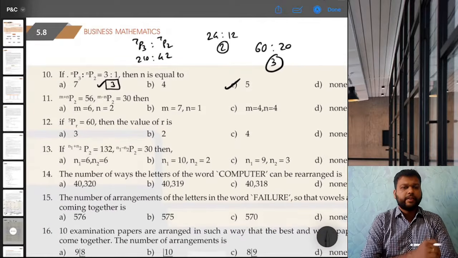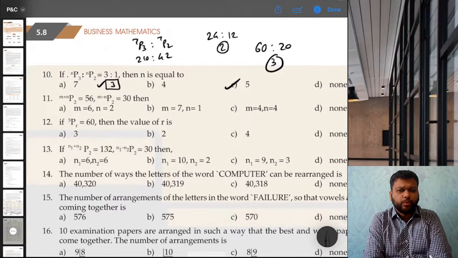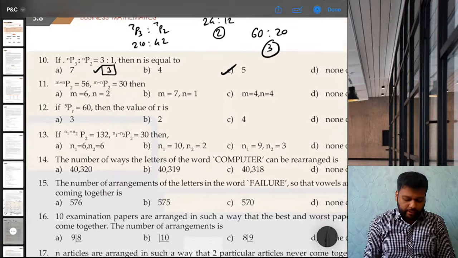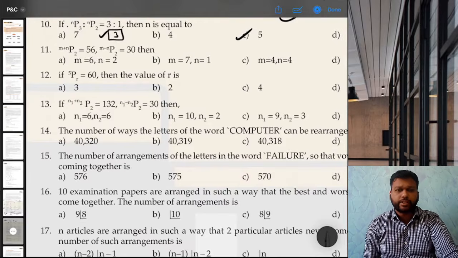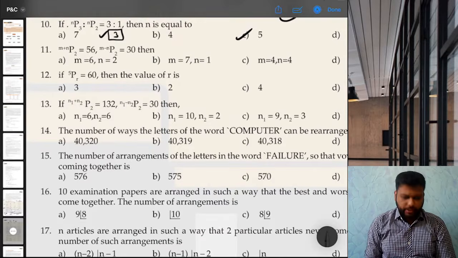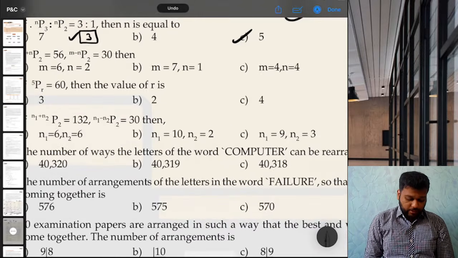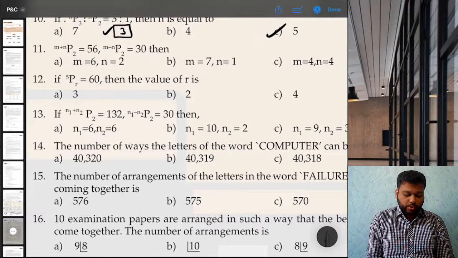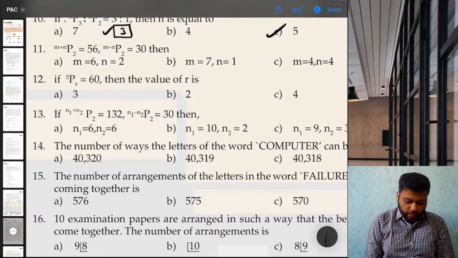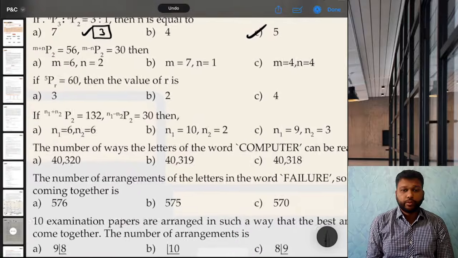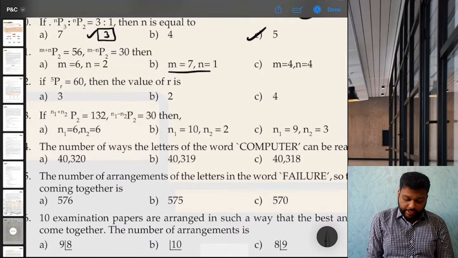Okay. Next, 11th. m plus np2 is equal to 56, m minus np2 is equal to 30, then what is m and n? Again obviously we'll go by options, nothing else. So if we go by options, let's see. First check this one, because that is easy. So 6 and 2, 6 minus 2 is 4. 4p2, let's check if 4p2 is 30. 4 into 3 is 12. No, right? Fine. Let's check this.